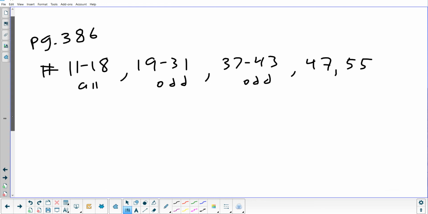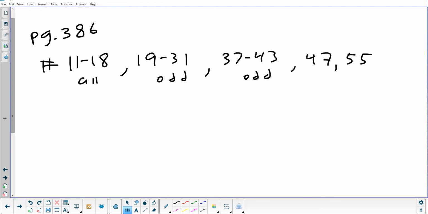All right, so that's the homework for tonight. I think 11 to 18 is all matching, so there's a lot of matching.